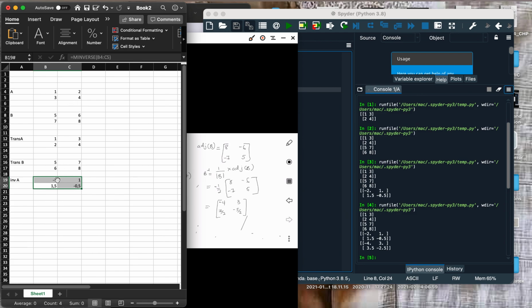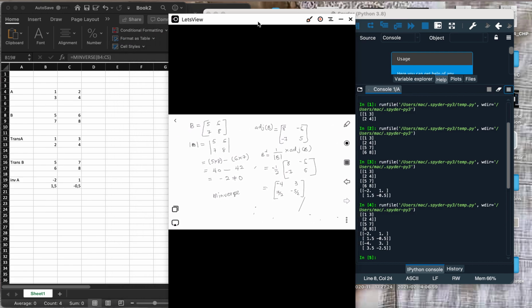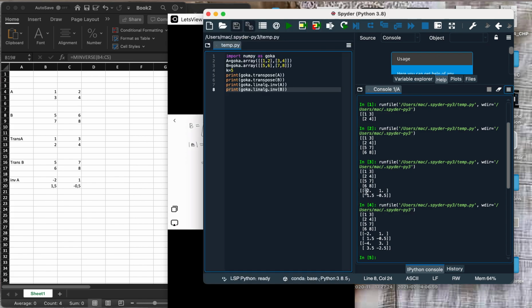Now if we do that, we get minus 2, 1, 1.5, which is the same as 3 over 2, and then minus 0.5, which is the same as minus 1 over 2. And that is exactly the same thing that we got when we tried to find the inverse under the pencil and paper approach as well as under the Python approach. So we have minus 2, 1, 1.5, and minus 0.5.